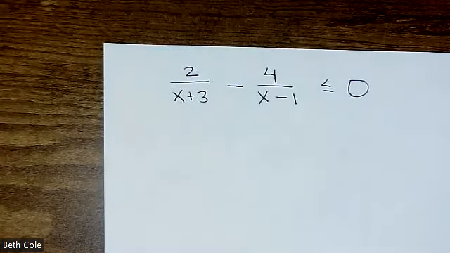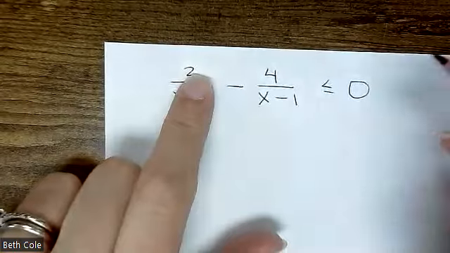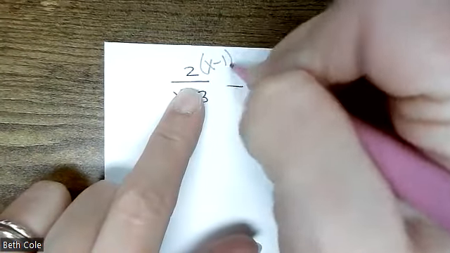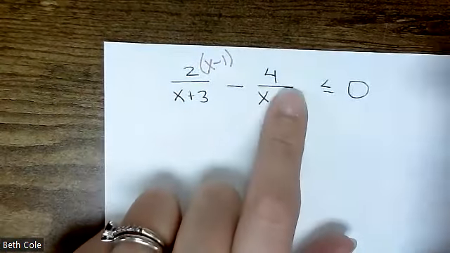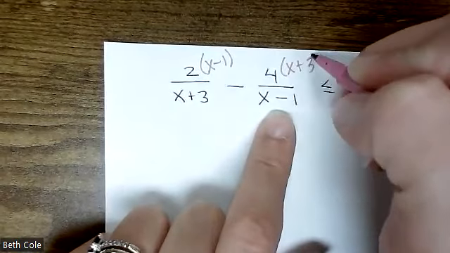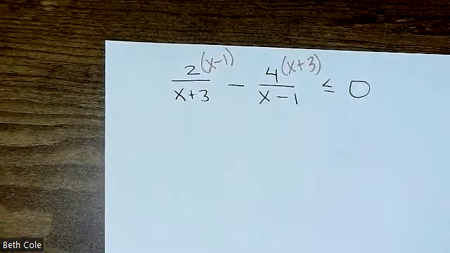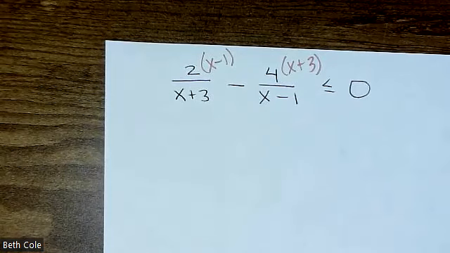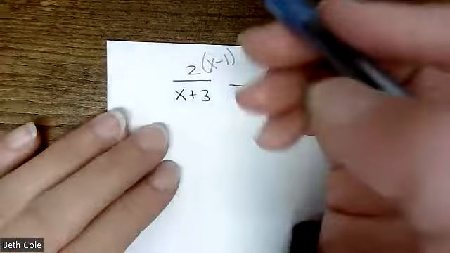Now, when you add and subtract fractions, you need a common denominator. They're going to get multiplied by each other. So this one is going to get multiplied by the x minus 1. This one is going to get multiplied by the x plus 3. And this part usually goes well because people know how to distribute. So this part usually goes okay.